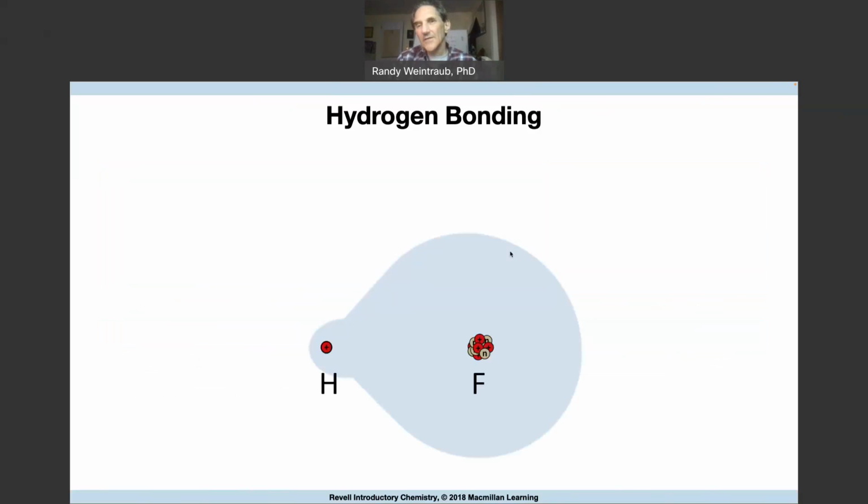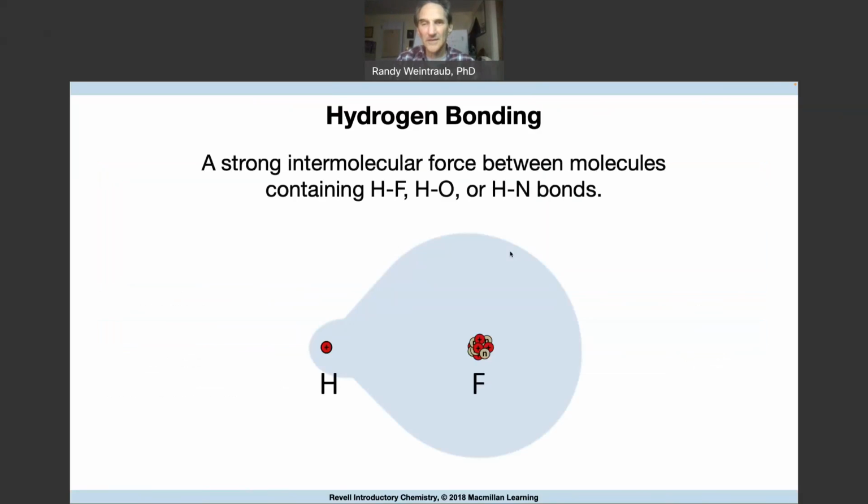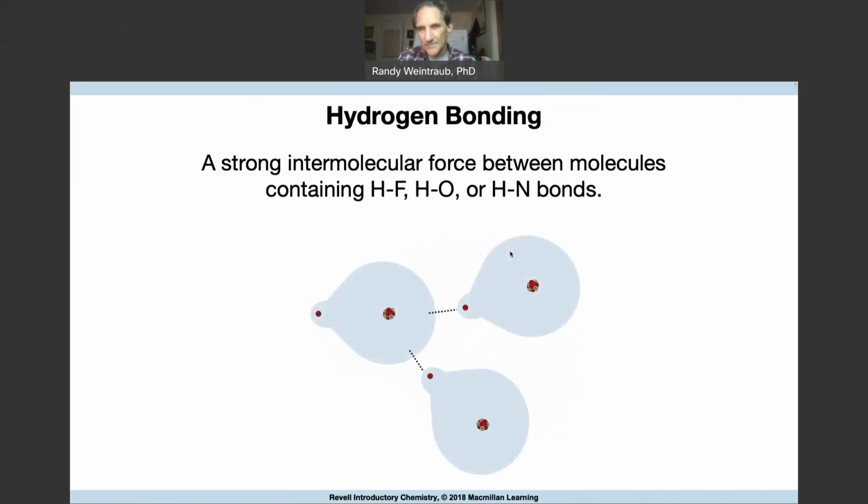This surprising observation results from an especially strong type of intermolecular force called hydrogen bonding. Hydrogen bonding is a special type of dipole-dipole interaction that only occurs between molecules containing HF, OH, and NH. And it's water that exhibits very strong hydrogen bonding effects.